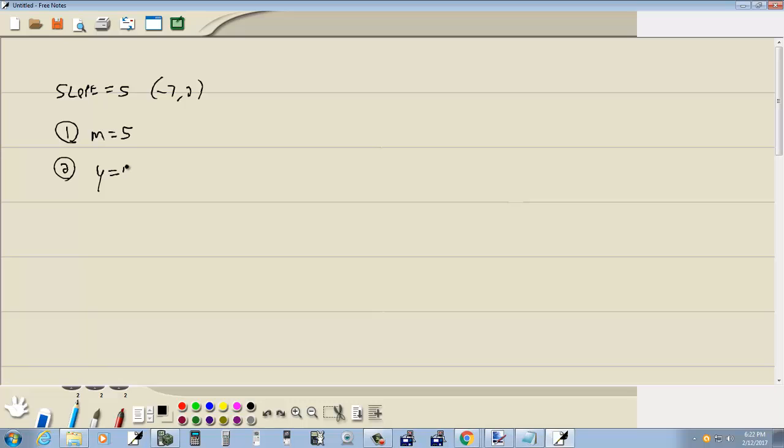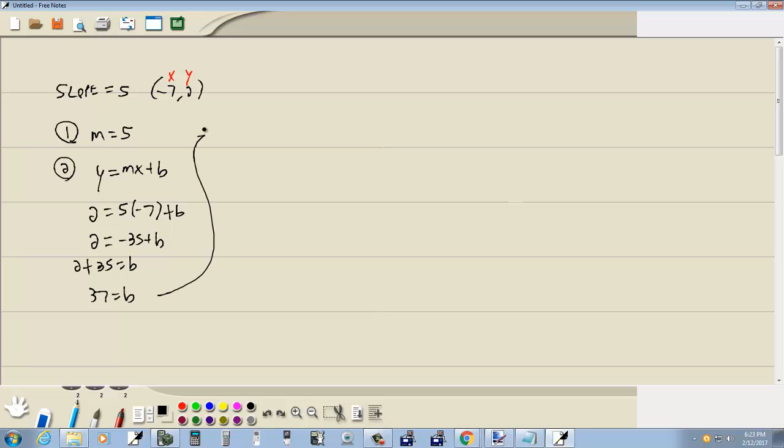Step 2. Plug in your given point for x and y. So this will be x, this will be y. That's a specific instance we can use. So I got 2 for the y, m was 5, and x is -7, plus b. Then we want to solve for b. 5 times -7 is -35, plus b. Take the -35 over, becomes a positive 35. So we got b is equal to 37.